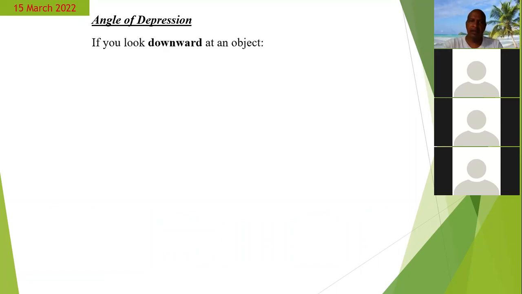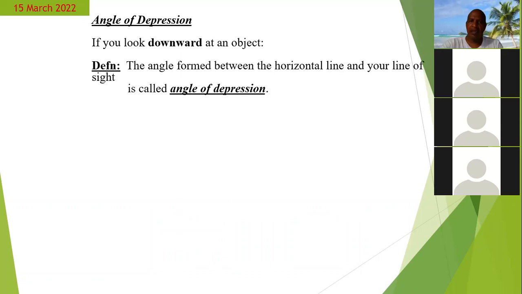All right, so if you look downwards at an object, and this could be the case where you're on a cliff and you're looking down at the ocean, or you may be on the top of a building and you're looking down on the city, the angle formed between the horizontal line and your line of sight is called the angle of depression. And that is when you are looking down, guys.